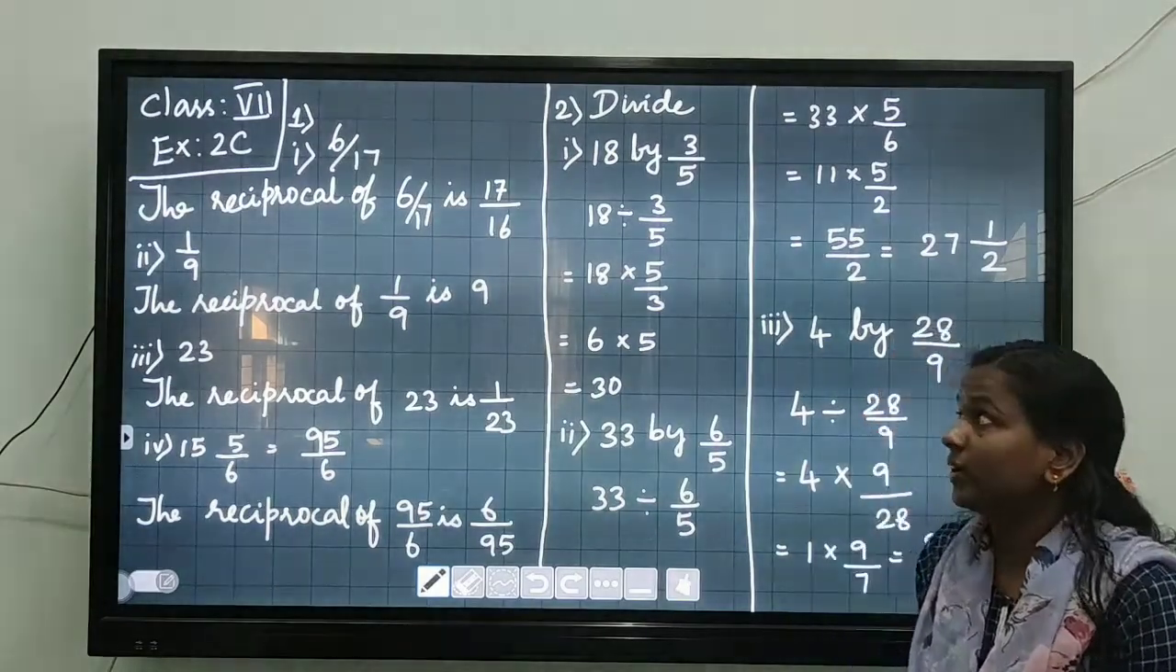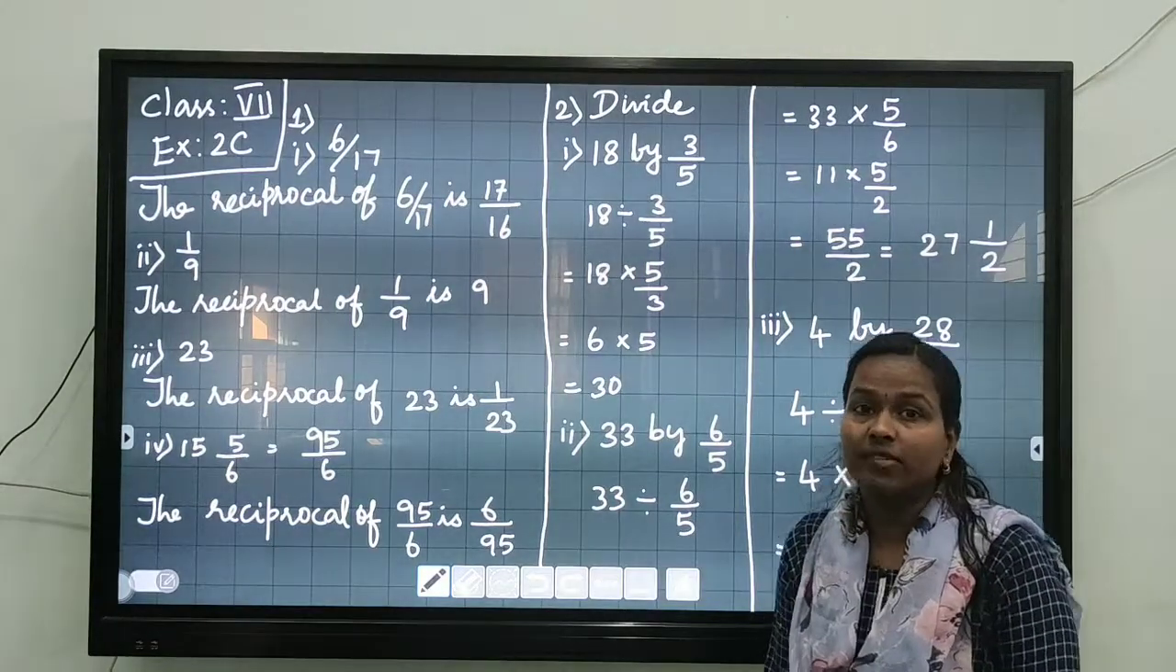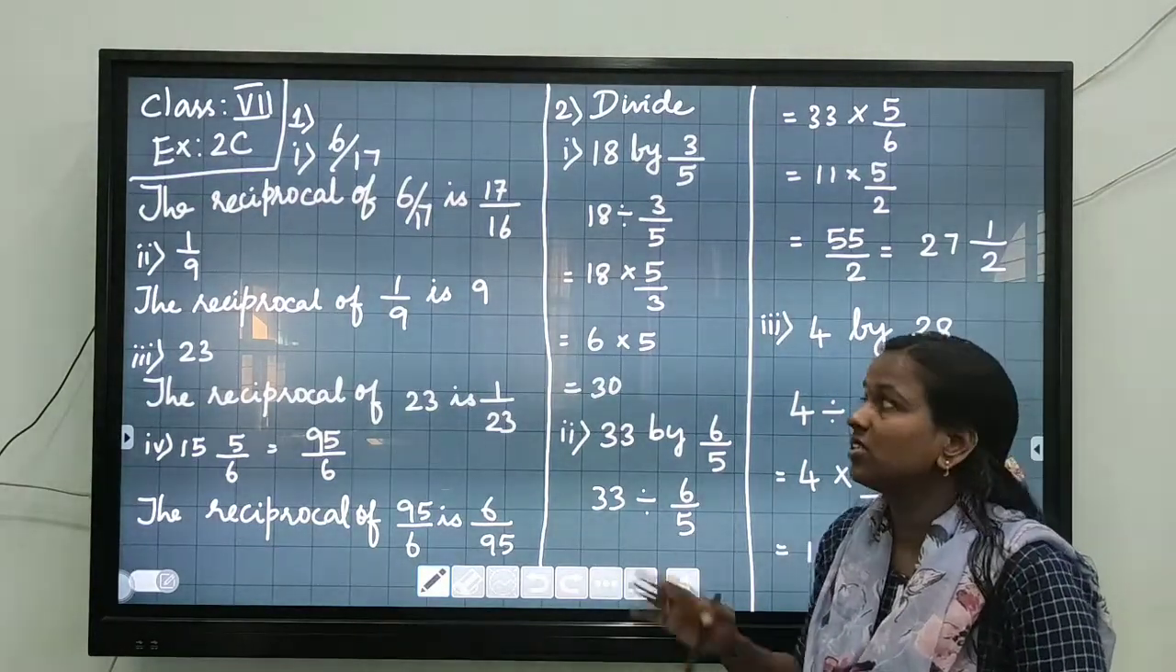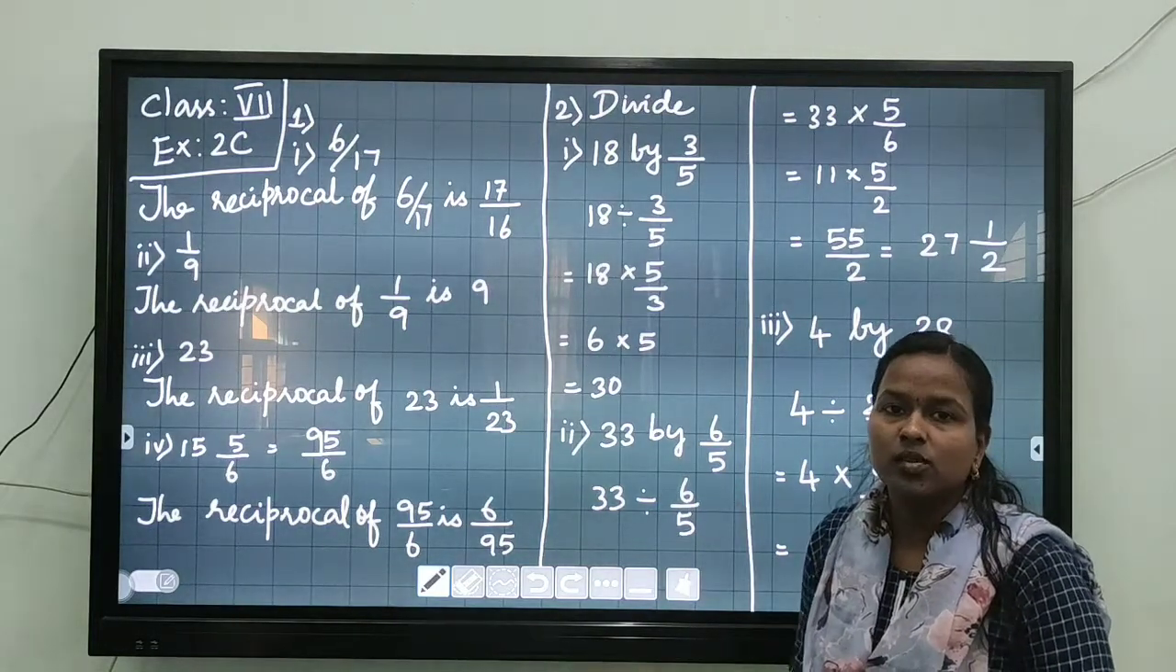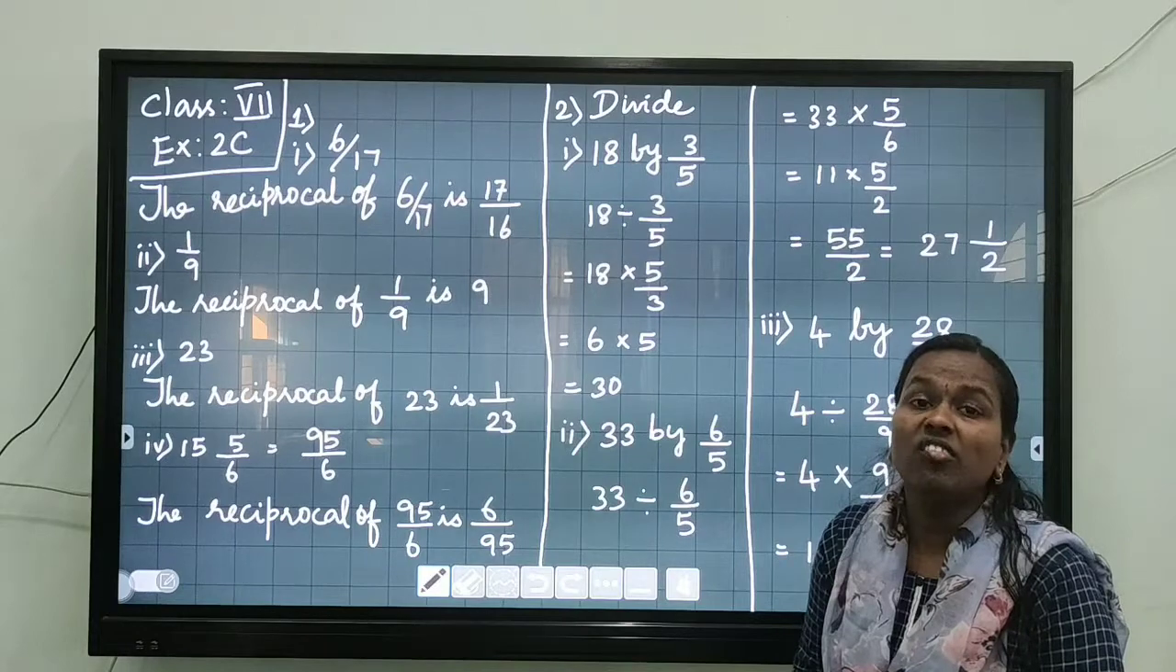Good morning students. Today we are going to solve exercise 2C for 7th standard students. So first question is, see in the last exercise we discussed about multiplication. In this exercise we are going to solve division of fractions.